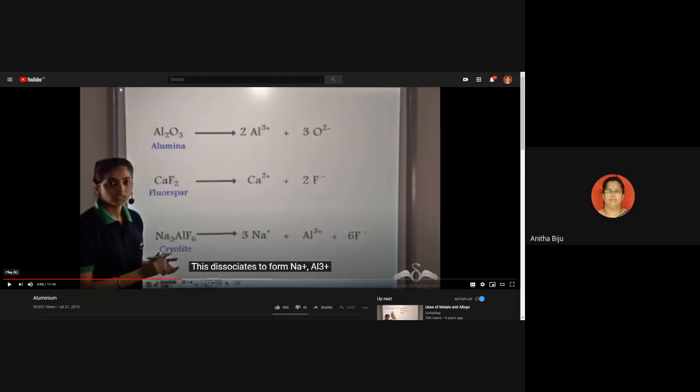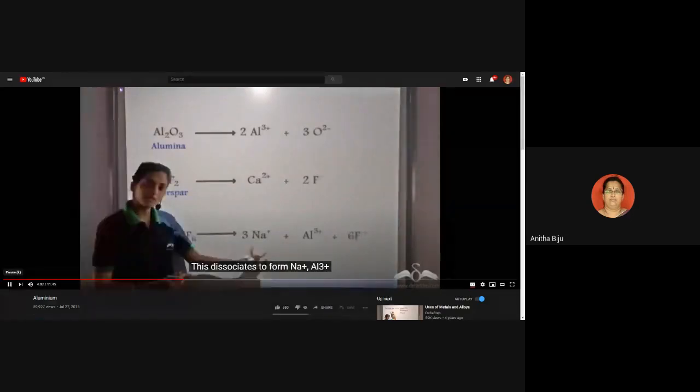So now you write these two equations, two more equations. One is related to calcium fluoride and second is related to cryolite, and keep it in brackets because this is not directly related to the process. So you can keep it in brackets, and the first one is only highlighted. First one is only important. This dissociates to form Na plus, Al3 plus and F minus.